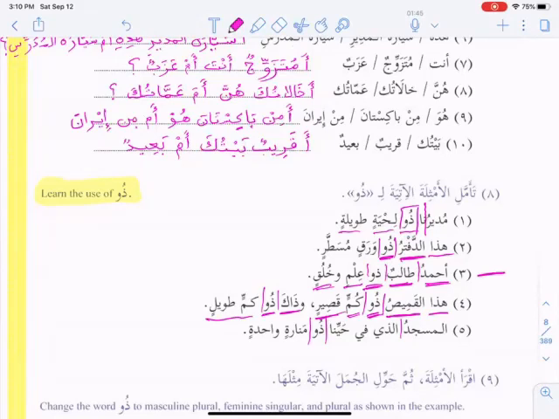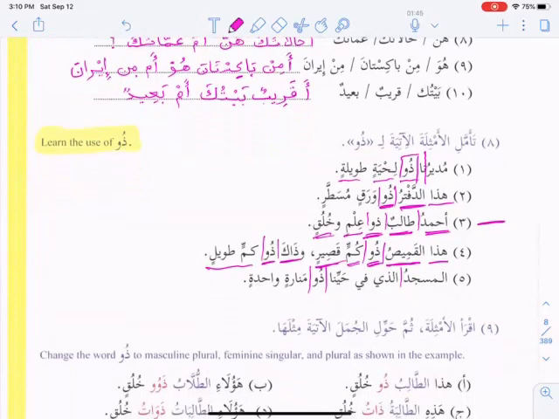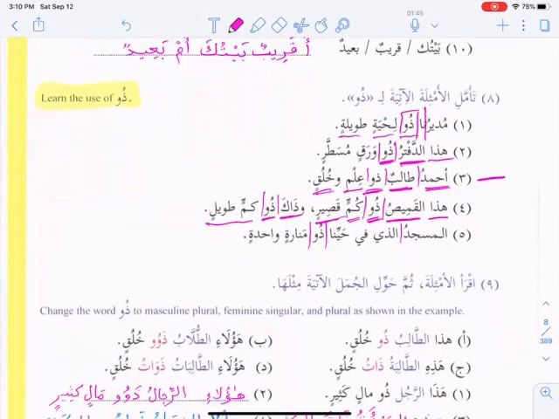Now, here is the last sentence, my brothers and sisters, which is al-masjidu allazi fi hayyina. We should not worry about it now. Which is in our suburb. Al-masjid, which is in our suburb, zu, it has got what? Manaratin wahidatin. It has got only one minara.